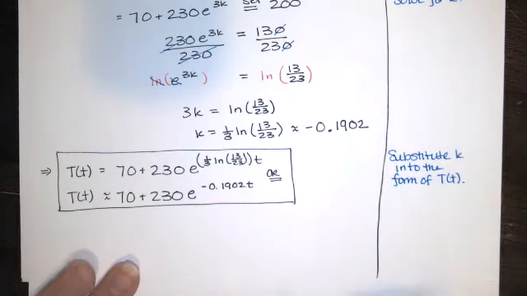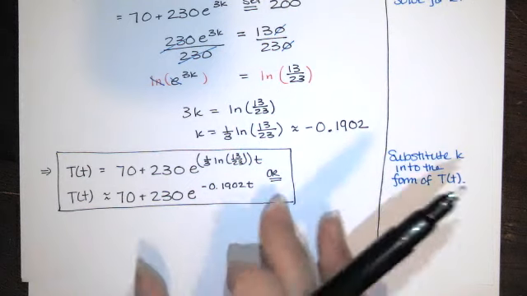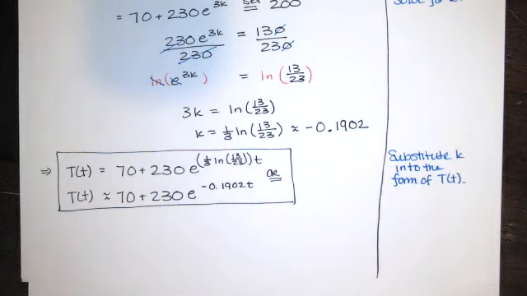And now we don't have any arbitrary constants in it. We've got this constant and this constant. Now this is just the temperature of the cake as a function of time. If you give me any time, I can tell you what the temperature of the cake ought to be.